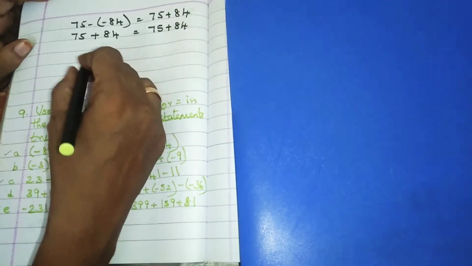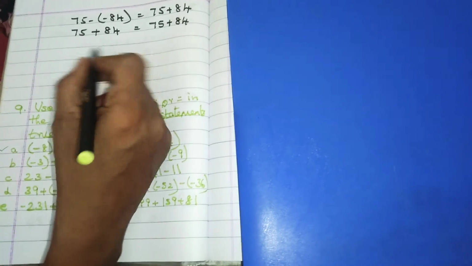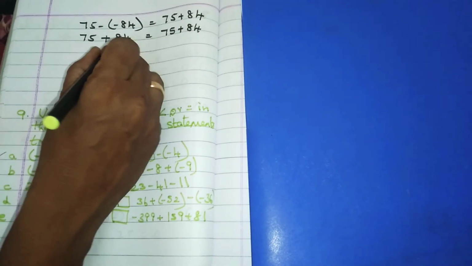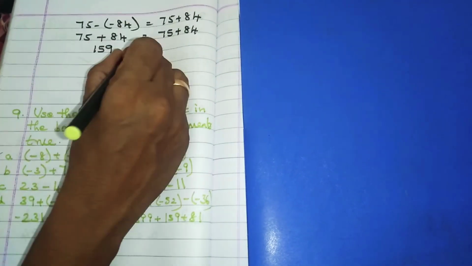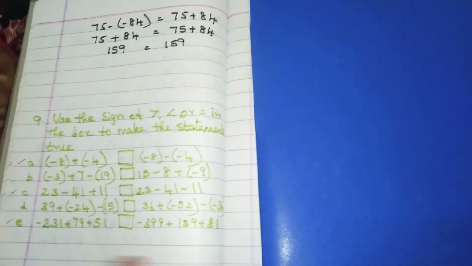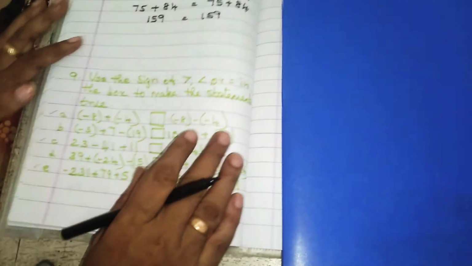You must be remembering the property you would have learnt in your 6th standard. What property is it? A plus B is equal to B plus A. Commutative property. Next week I am coming out with the properties for you all. 159 is equal to 159. Clear, children? Now, 9th question.